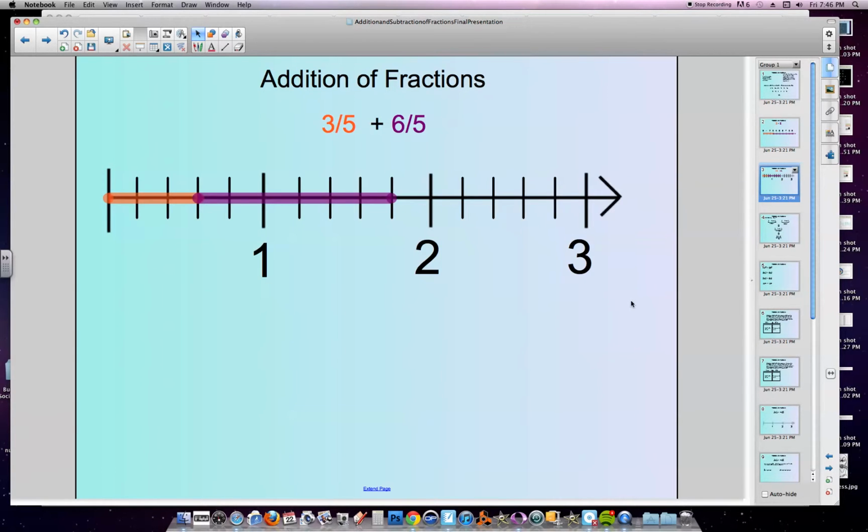Well, the same logic applies to fractions if the denominator is the same. Hey, okay, we're not talking about ones anymore, we're talking about 1/5, or the distance of 1 divided into 5 segments. So 1/5, 2/5, 3/5, and then another 6. So we wind up with a total of 9/5.